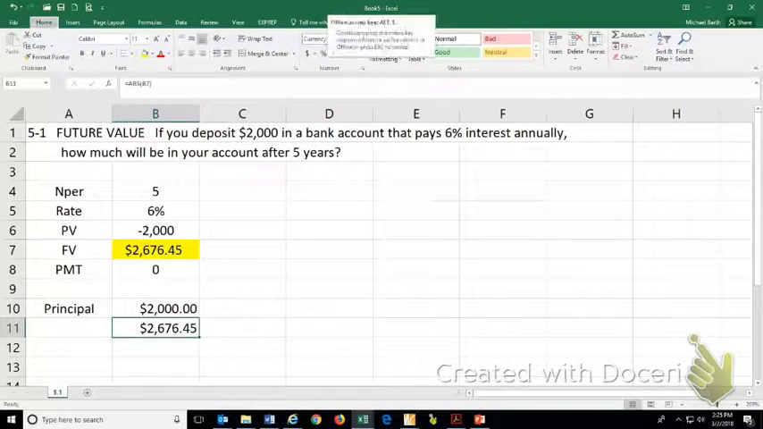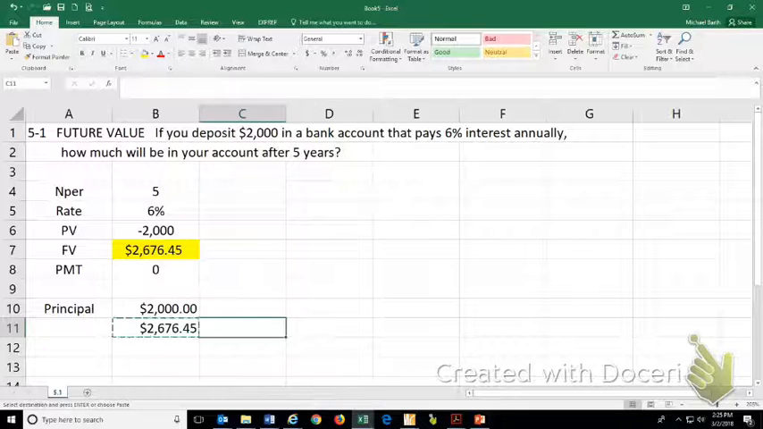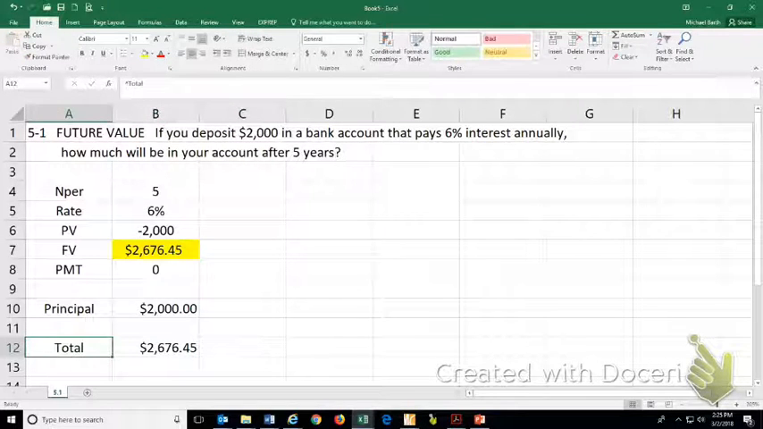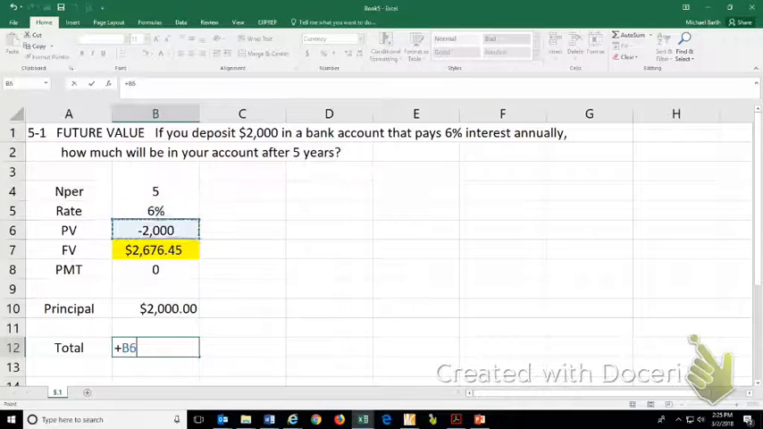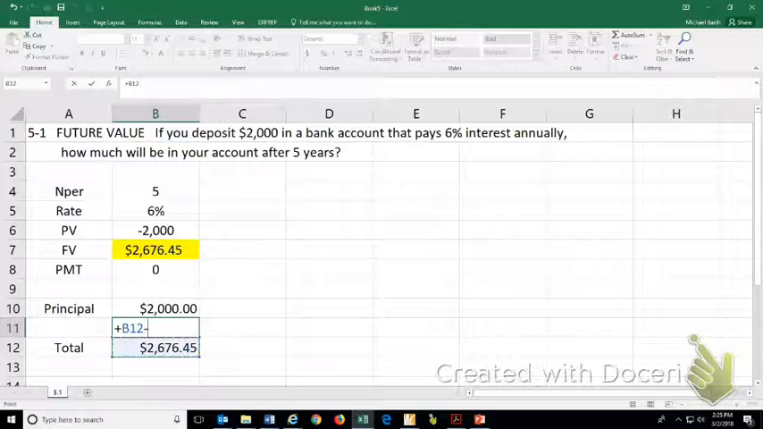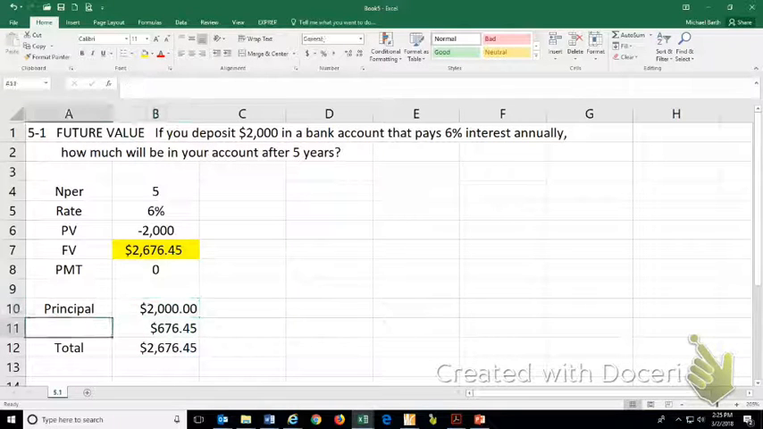The amount you end with is the total. I'm just taking this number from here. So the difference between what you started with and what the total is, that'd be the interest over the period.